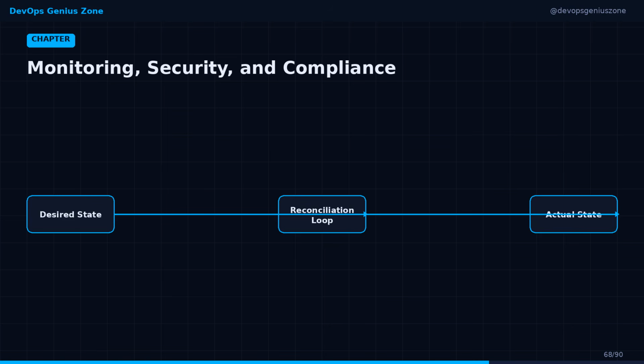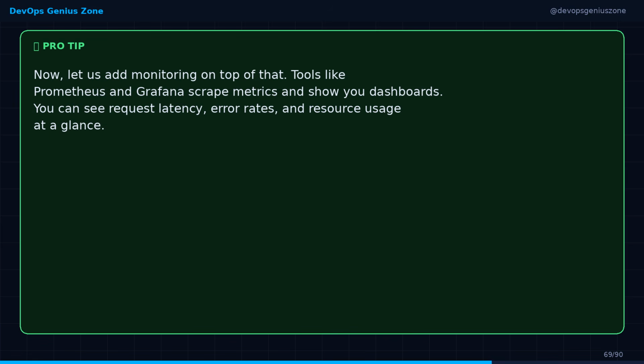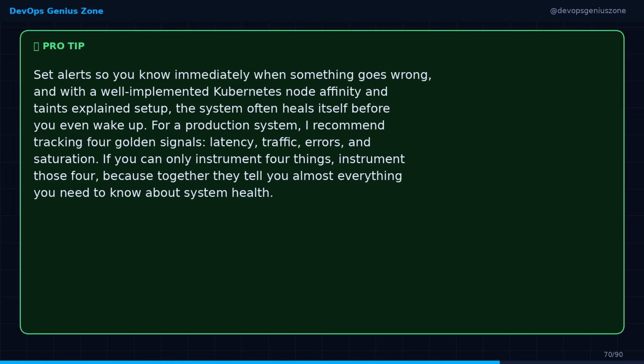Set alerts so you know immediately when something goes wrong, and with a well-implemented Kubernetes node affinity and taints explained setup, the system often heals itself before you even wake up. For a production system, I recommend tracking 4 golden signals: latency, traffic, errors, and saturation. If you can only instrument 4 things, instrument those 4, because together they tell you almost everything you need to know about system health.